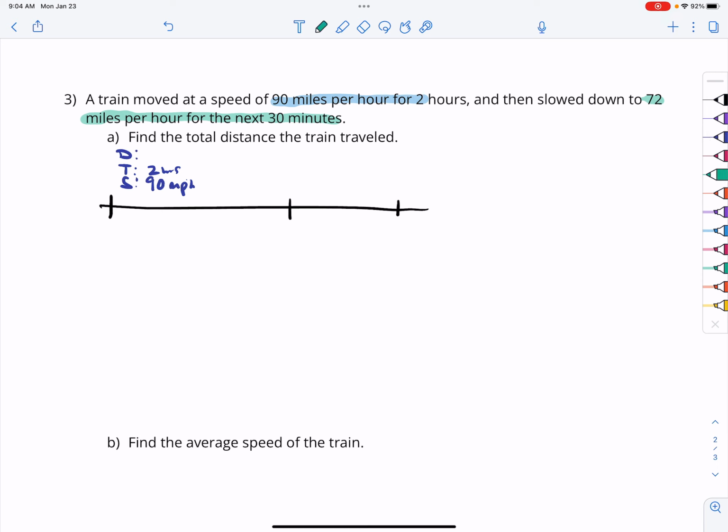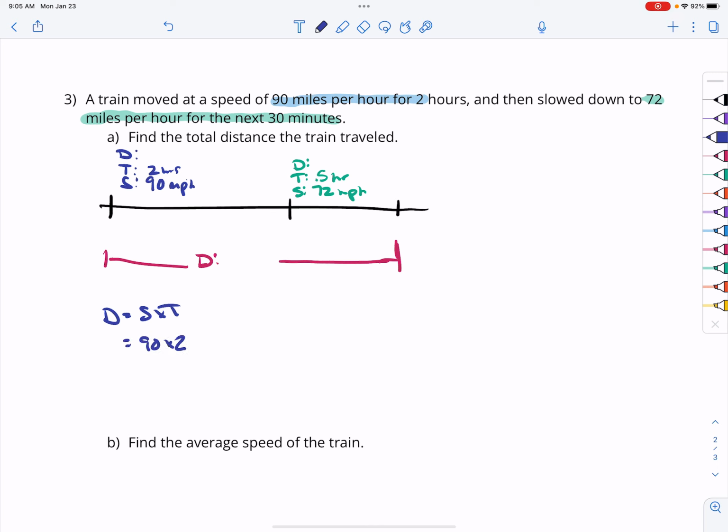Then it slowed down. We're going to have the same situation where time is given in minutes, but the speed is in miles per hour. So let's convert those 30 minutes into half of an hour. And now we can do our calculations to figure out what is our total distance traveled in that time. So blue side, we have distance equals speed times time, which is 90 times 2, or 180. So here's 180 miles.